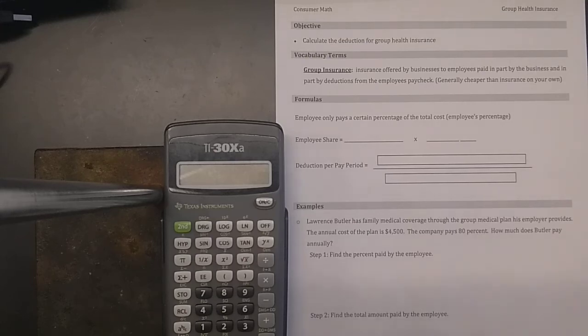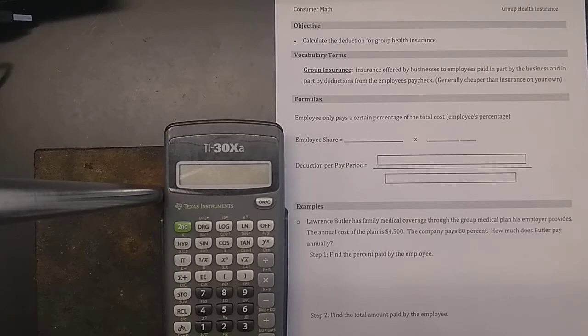Hello. Today we're going to be talking about how to calculate your deductions if you have, through your work, group health insurance. Okay, calculating the deduction for group health insurance. Group health insurance is insurance that's offered by businesses to employees, where the business pays part of your insurance costs, how much the insurance costs for you for the entire year, and you pay for the other part of it.